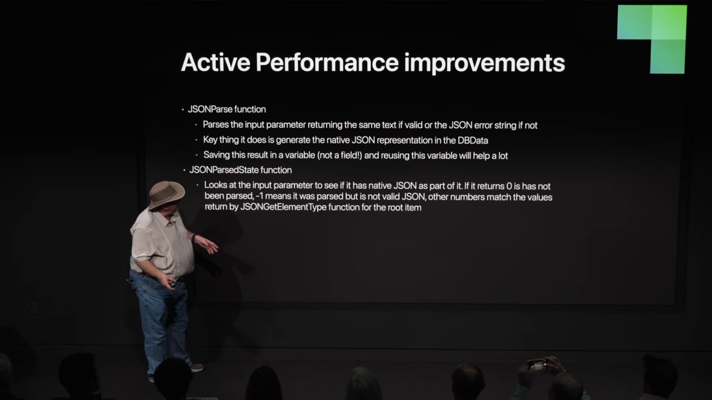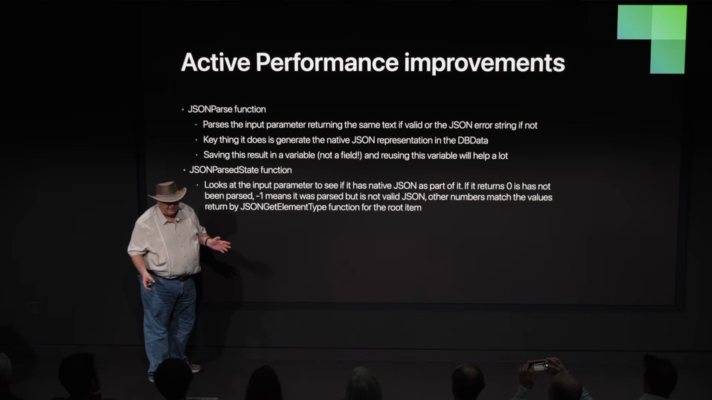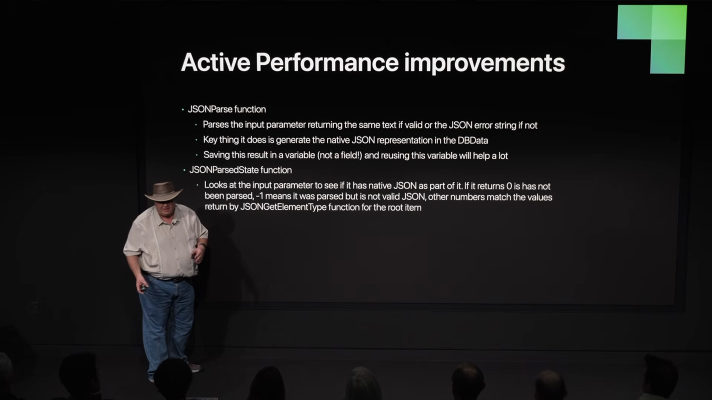And if it's not valid JSON, it actually caches the error of the JSON that's in there too. So if you feed this through and you feed it to a whole bunch of JSON functions, we're not parsing it over and over, getting an error all the time. Once we've parsed it once and we've cached the error, we just return the error immediately.